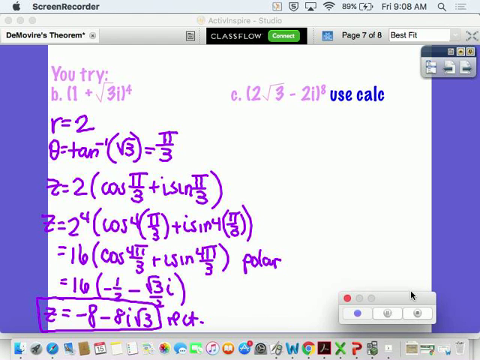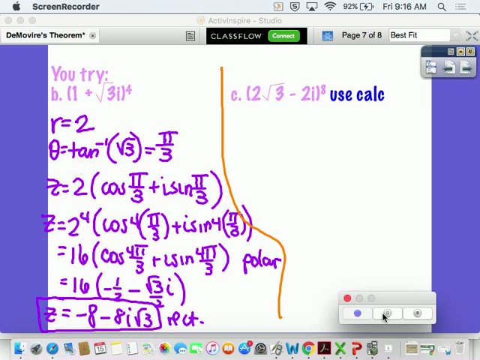So here's what you should have got for B. r equals 2 and theta was in the first quadrant, so you need pi over 3 to get your complex number in polar form. When you're raising to the 4th power, that means the 2 gets raised to the 4th power, and pi over 3 gets multiplied by 4, to get 16 cosine 4 pi over 3 plus i sine 4 pi over 3. You evaluate that to get your answer in rectangular form. Raise your hand if you got that answer.